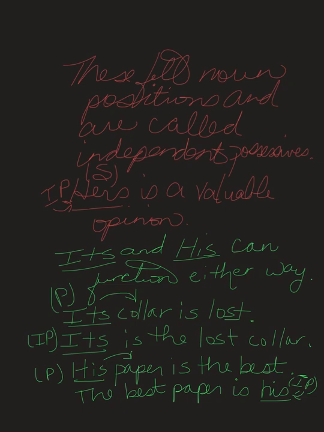Hers is a valuable opinion. Notice we have the word hers here, not her, but hers. Here, the word hers is not describing a noun and therefore acting as an adjective. Hers is what we would label as IP for independent possessive. It is indeed independent. It's not describing a noun. It's not relying on that noun for its identity as describing it as an adjective.